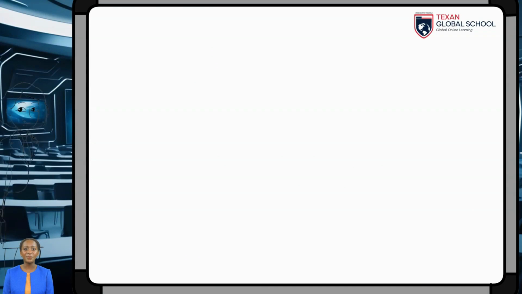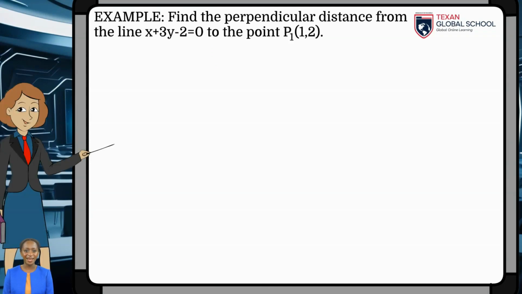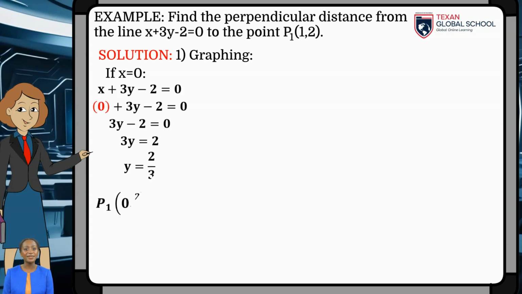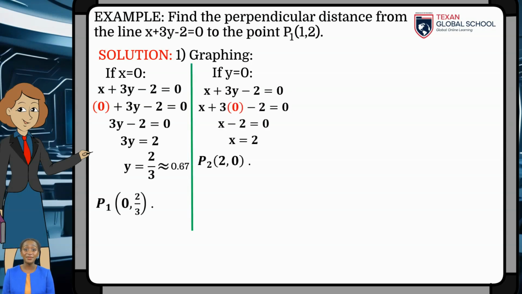Let's look at a first example. We will find the distance of the line x plus 3y minus 2 equals 0 to the point P1 of coordinates 1, 2. First, let us graph obtaining 2 points. So, propose values. If x is equal to 0, by substituting and solving in the original equation, it results that y is equal to 2/3. We obtain the first point of coordinates 0, 2/3. And if y is equal to 0, it results that x is equal to 2. Then the second point is 2, 0.